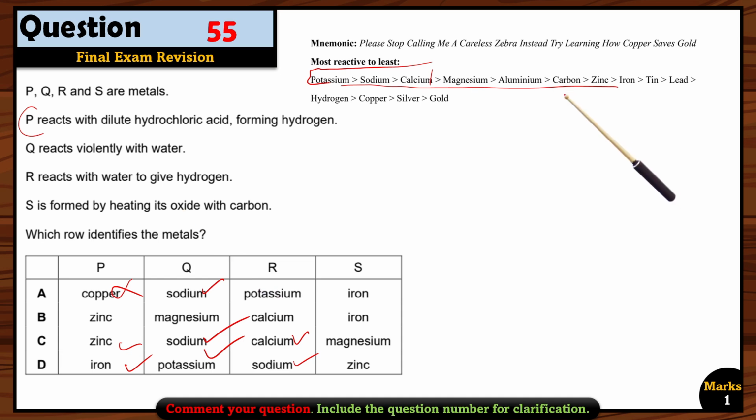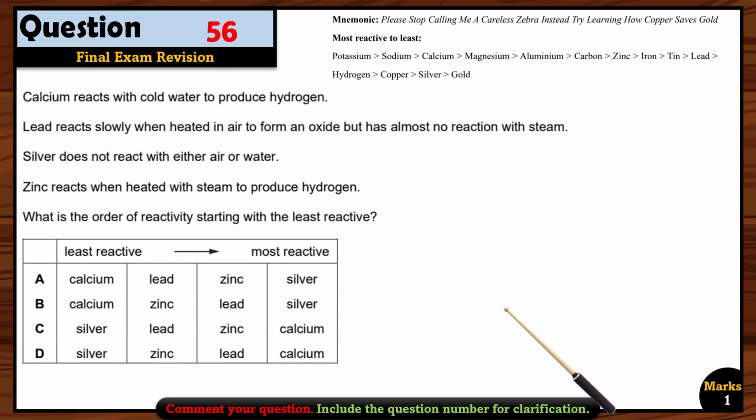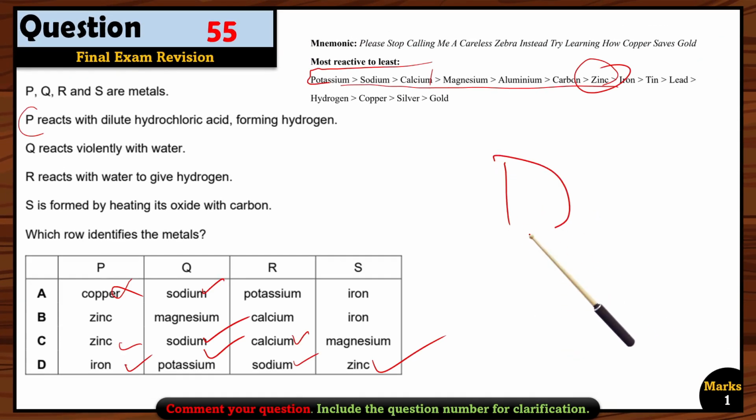So which one is lower than carbon? Of course, zinc. Zinc comes after the carbon, but magnesium is before the carbon. So that's why now you are left with option D. Option D is the right option. So option D for this question is right.